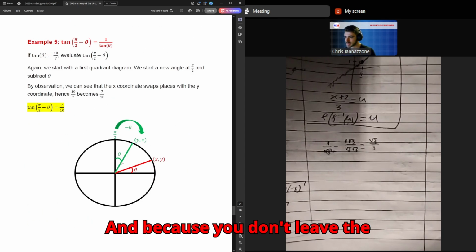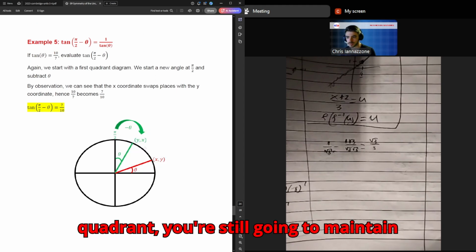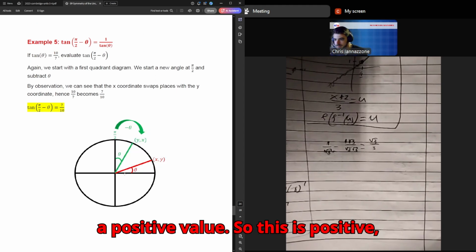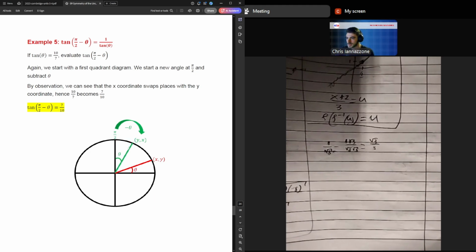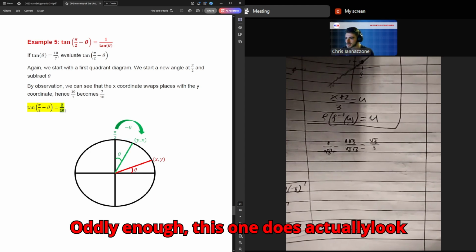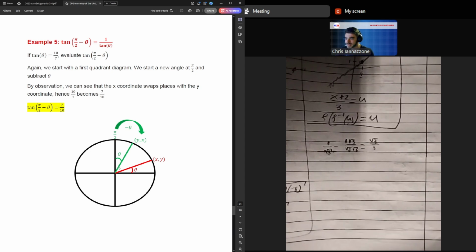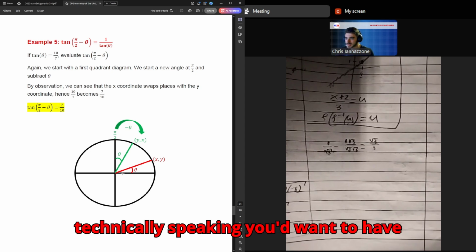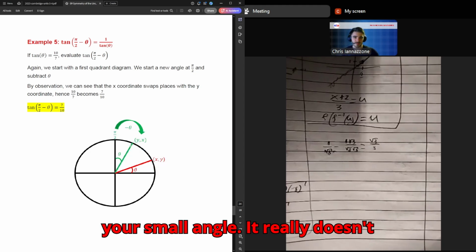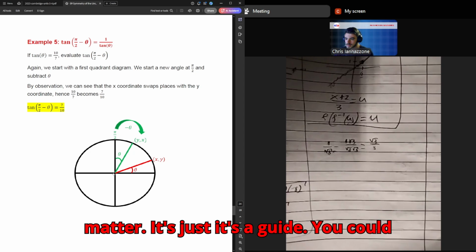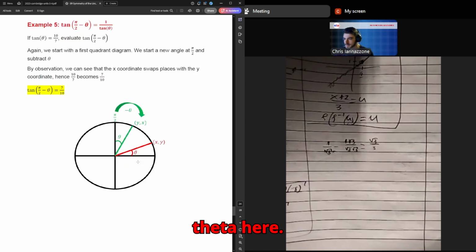And because you don't leave the quadrant, you're still going to maintain a positive value. So this is positive, this is more positive. Oddly enough, this one does actually look backwards because technically speaking, you'd want to have this as your bigger angle and this is your small angle. It really doesn't matter. It's just as a guide. You could put the red theta here and the green theta here.